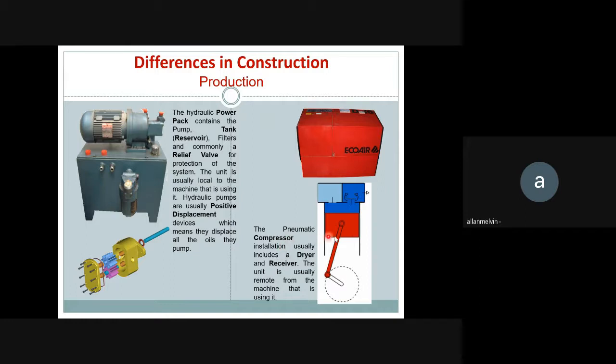Okay, and for the pneumatic. So pneumatic, as I said earlier, we are using a compressor. Okay, pneumatic compressor installation usually includes a dryer. So dalam ni dia ada dryer. Okay, so to dry the air. Okay, and a receiver. Okay, so the unit is usually remote from the machine that is using it. So pneumatic ada kat one place, the system, maybe the compressor is on the other side. Other part of the building.